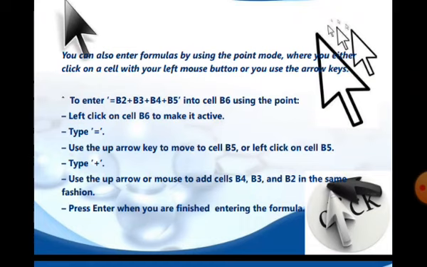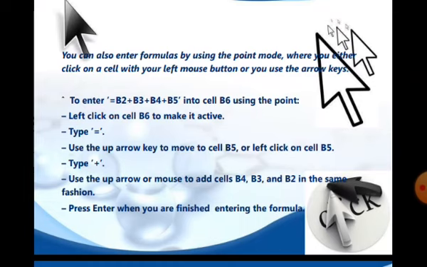Here you see you can also enter a formula by using the point mode. You can click on the cell with the left mouse button, or you can use the arrow keys. To enter equal to B2 plus B3 plus B4 plus B5 into cell B6, use the point mode. Left click on the cell B6. When you left click on cell B6, the cell becomes active. Then type equal to, move your mouse pointer towards the B2 cell and select that cell.